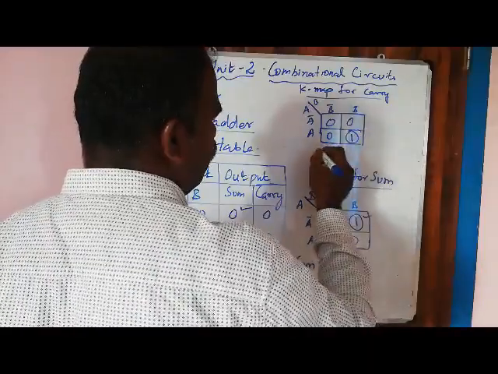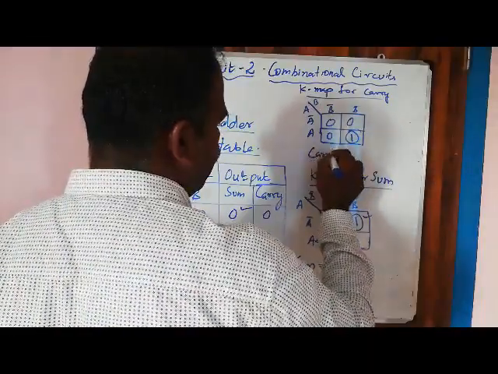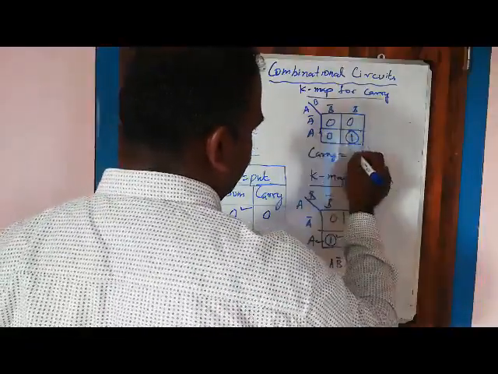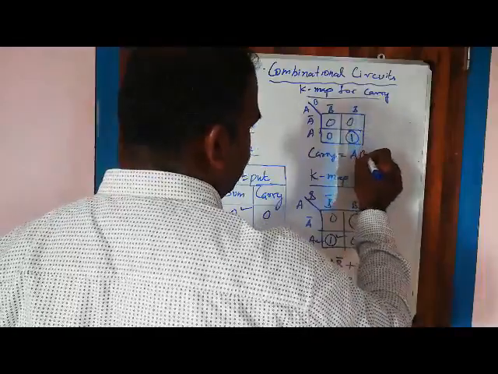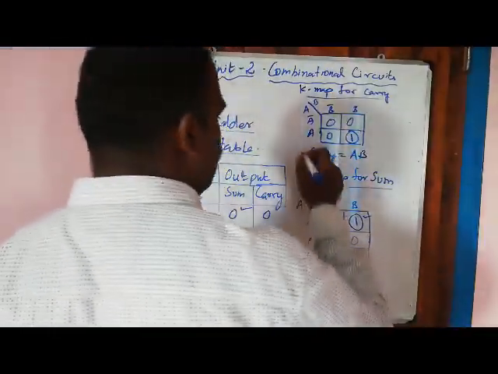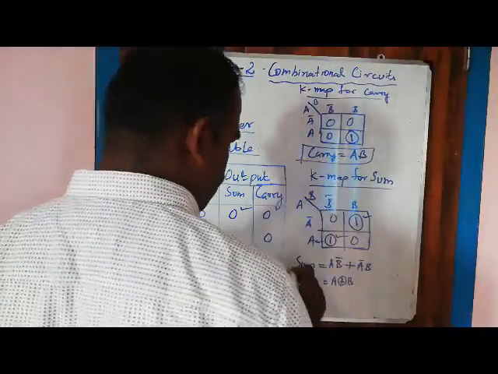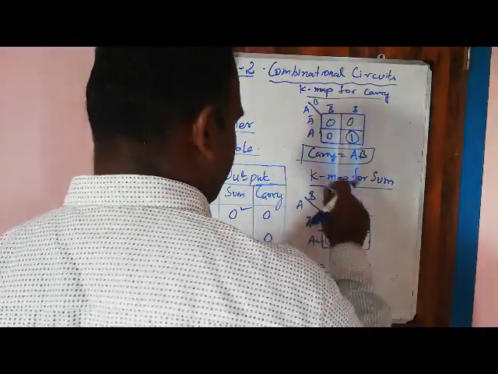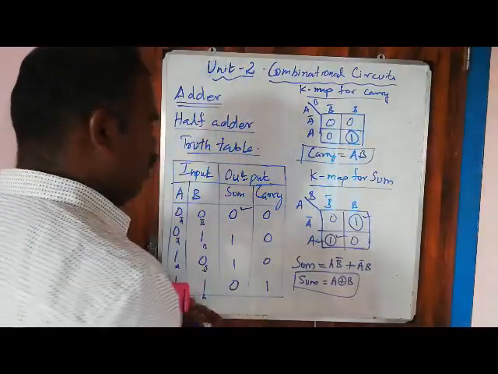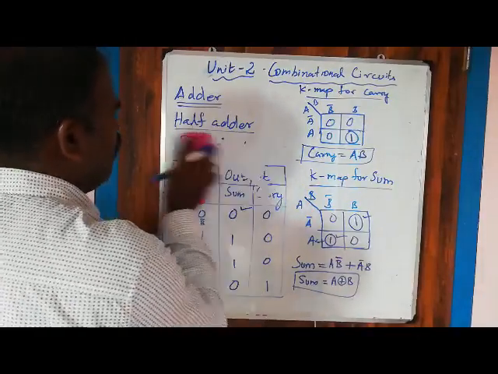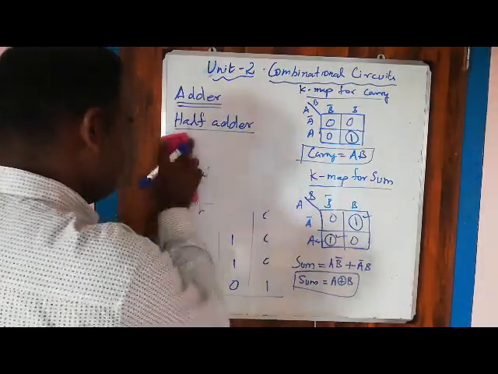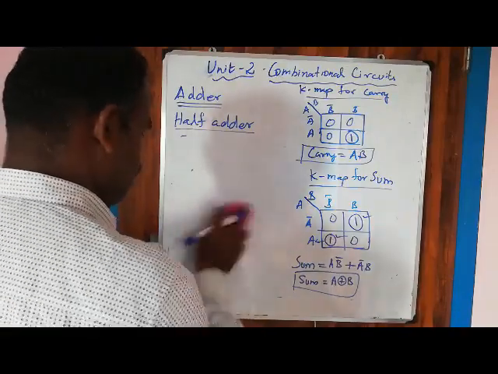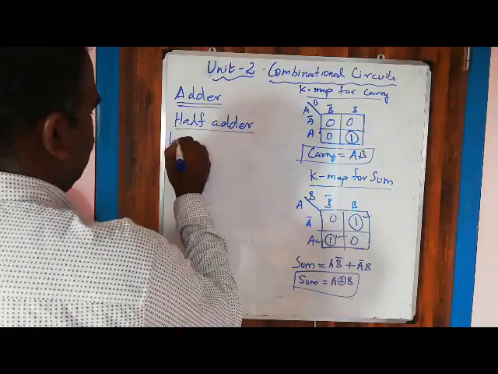For this one we have to write the carry equation. In this row we are having A and in this column we are having B, so carry is A B. So this is the equation for carry and this is the equation for sum. Okay, we have to draw the circuit diagram for this sum and carry. Next, logic diagram.